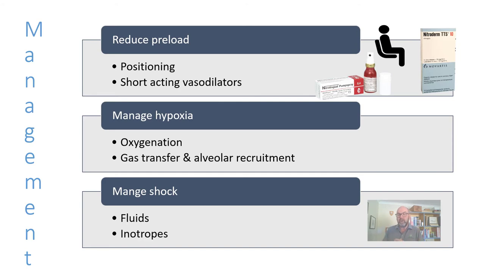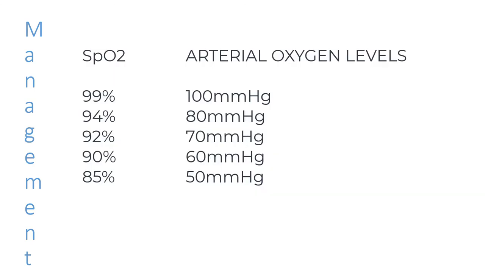The thing to be aware of is that it only takes a slight drop in oxygen saturation levels to get a dramatic fall in oxygen content. By way of example, let's consider oxygen saturations at 99%. Normally this means that oxygen content is as high as it can be. That would be about 100 millimeters of mercury of pressure within the arterial system.